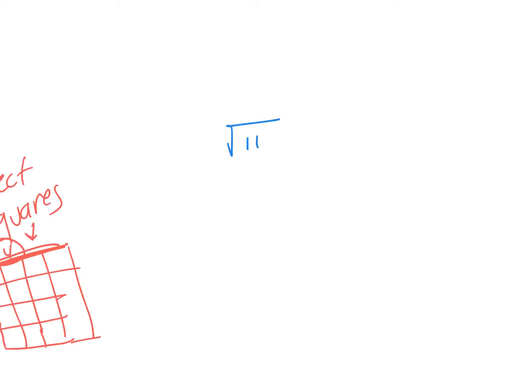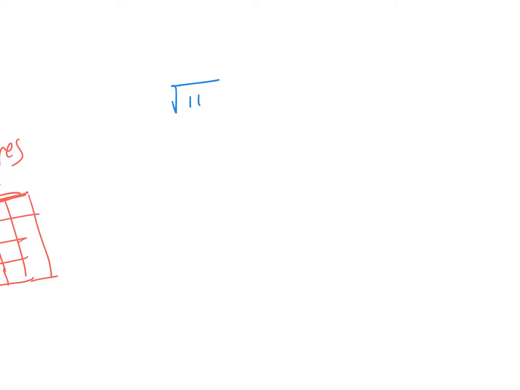So what if you don't have a perfect square? What if you have the square root of 11? That's not a perfect square. A side times a side will never give you 11. So now we have to estimate. Here's your second iExcel. Give me the two square roots that 11 fits in.